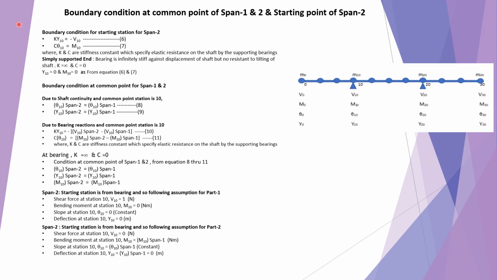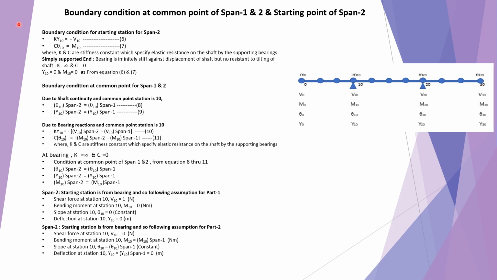Now the boundary condition at the common point of span 1 and 2, the starting point of span 2. Boundary condition for the starting station of span 2: k y10 is equal to minus v10, equation number 6. C theta 10 is equal to m10, equation number 7. K and C are stiffness constants. So for a simply supported end at station number 10, K is infinity, C is 0. So y10 is 0, m10 is 0 from equations 6 and 7.